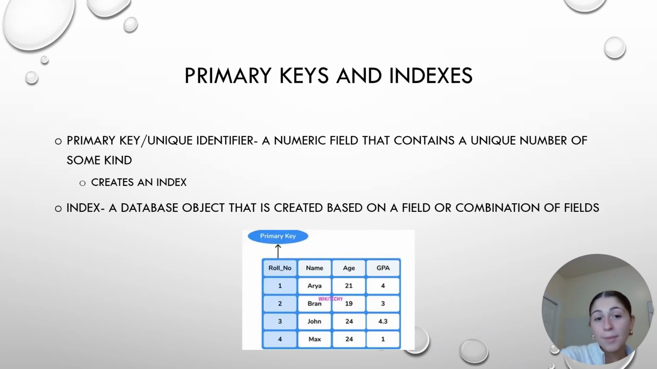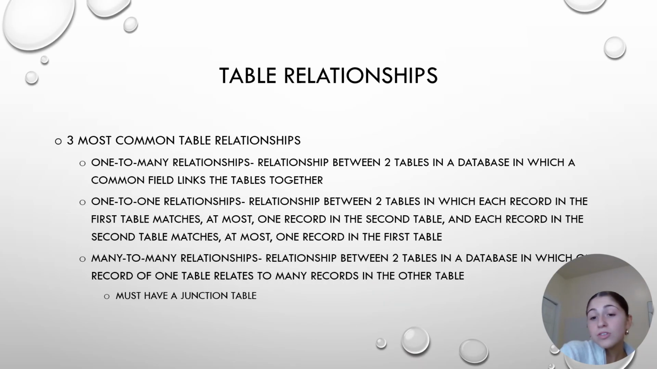Keys and indexes. A primary key, or a unique identifier, is a numeric field that contains a unique number of some kind. This is what creates an index. An index is a database object that is created based on a field or combination of fields. We also talked about table relationships. There are three most common table relationships: one-to-many relationships, one-to-one relationships, and many-to-many relationships.